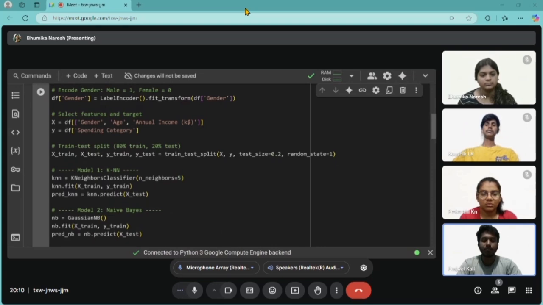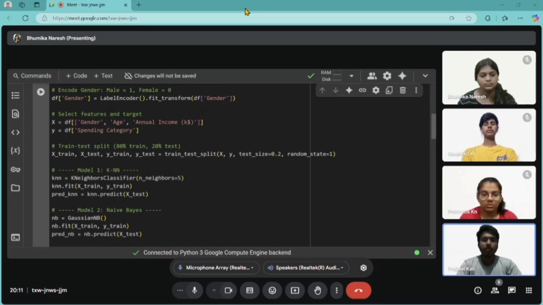Next, X = df[['gender', 'age', 'annual income']], y = df['spending categories']. Here we are picking the inputs X, like gender, age, and income, and the thing we are trying to predict is the spending categories.